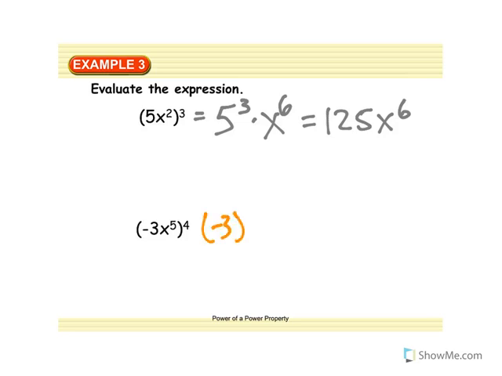Here I've got to do negative 3 to the 4th. And I also have to do x to the 5th to the 4th, which requires that I multiply the powers. And the quantity negative 3 to the 4th is 81, so 81x to the 20th power. So again, this is incorporating power of a product as well as the power of a power property that we talked about today.